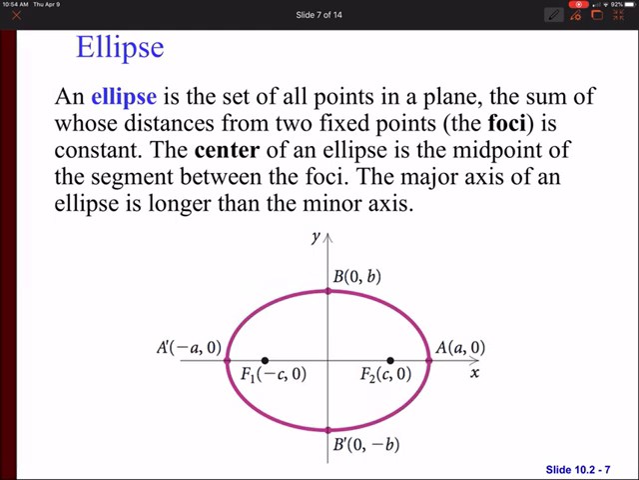And it says the center of an ellipse is the midpoint of the segment between the foci. So in the middle of the two foci will be your center point. And the major axis of an ellipse is longer than the minor axis.